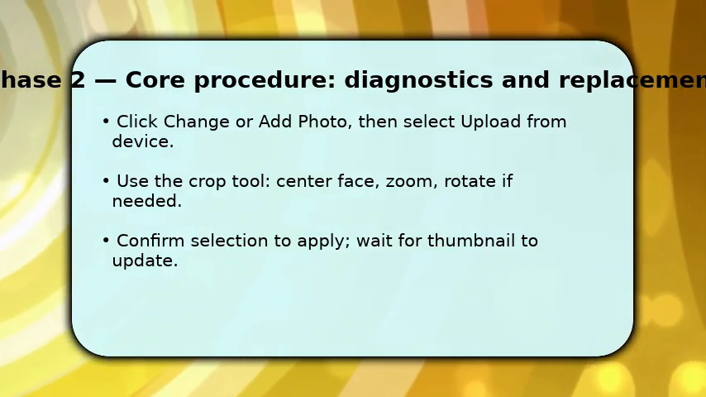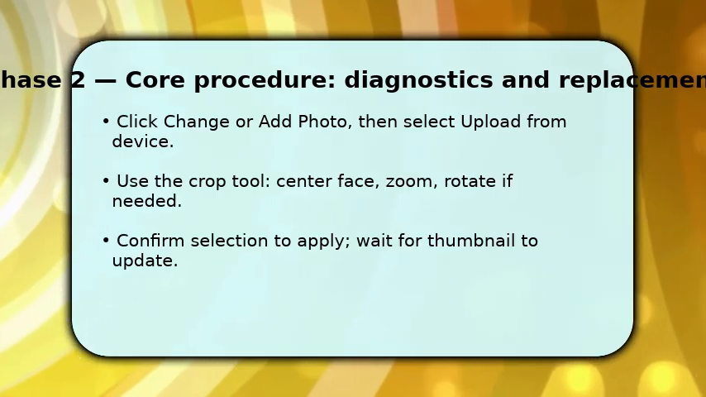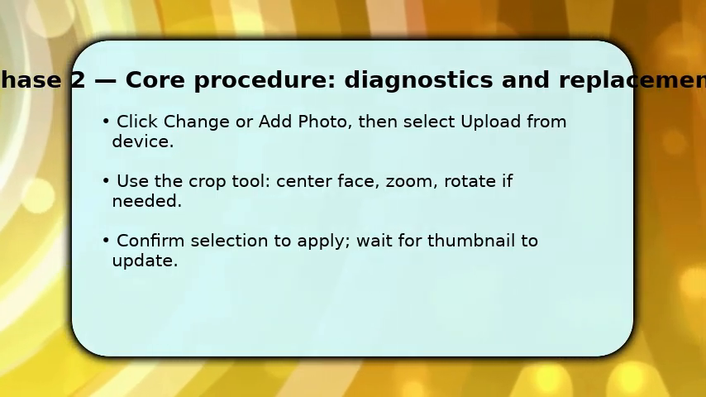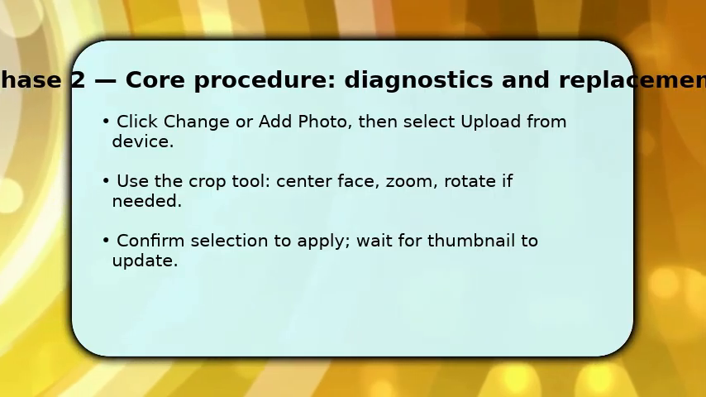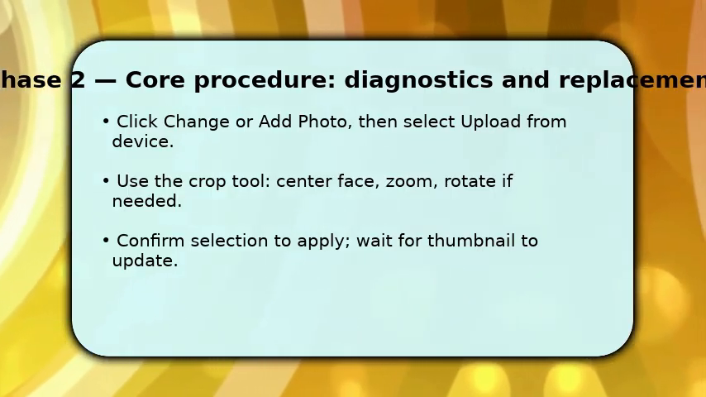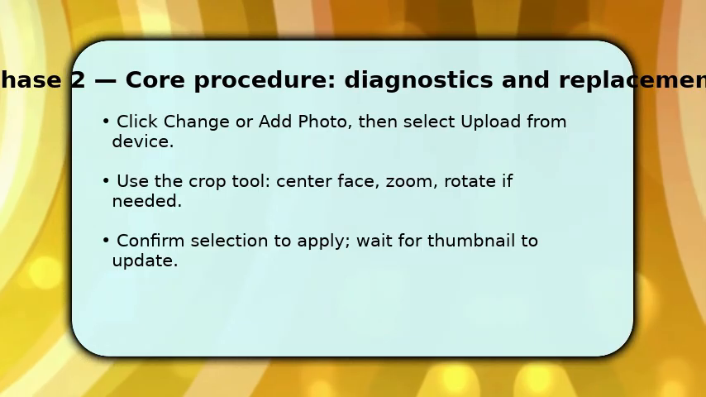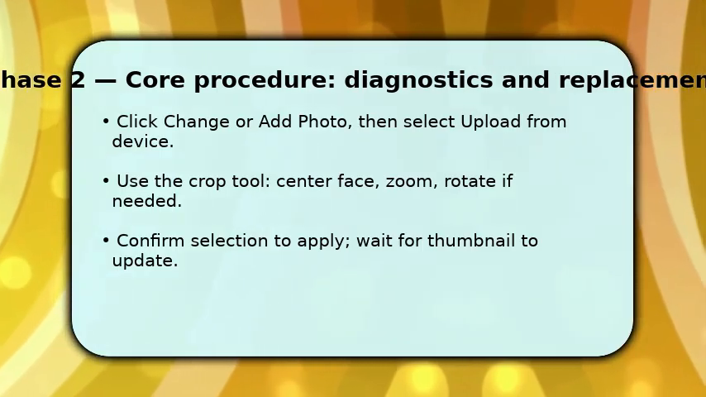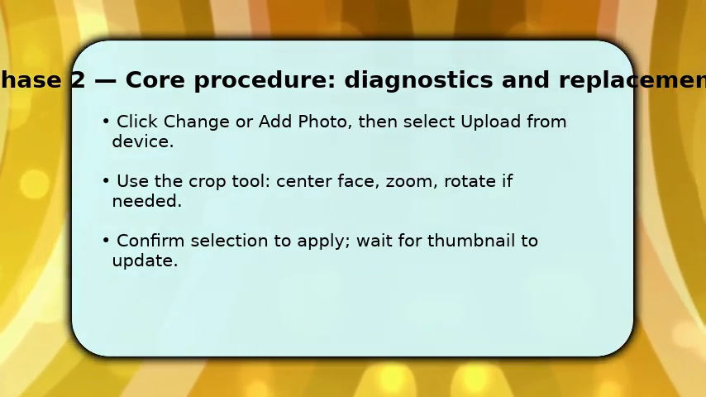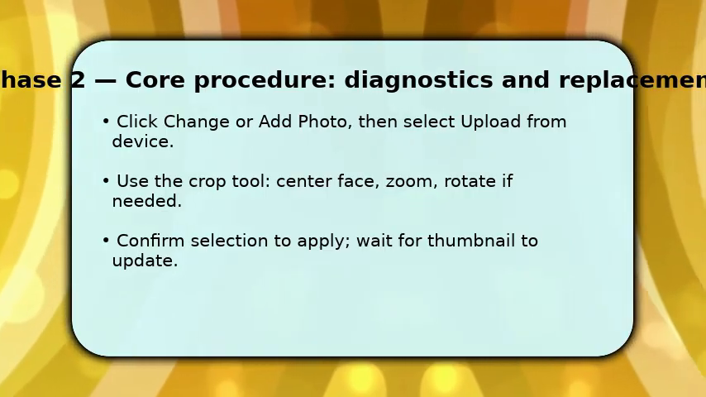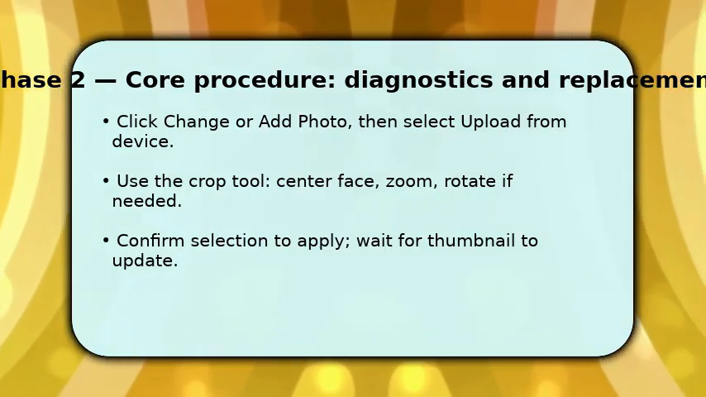Then use the crop tool, position the subject in the center, adjust zoom to include shoulders or a headshot, and rotate for proper orientation. Make sure the preview shows what you want, because Google uses this cropped version across services. After confirming the crop, press Save. The system processes the file and updates your account picture thumbnail.